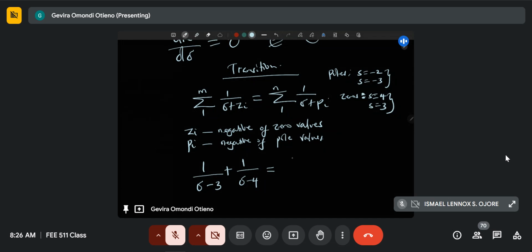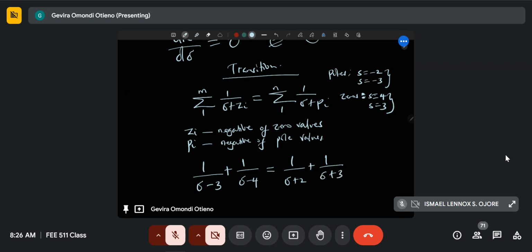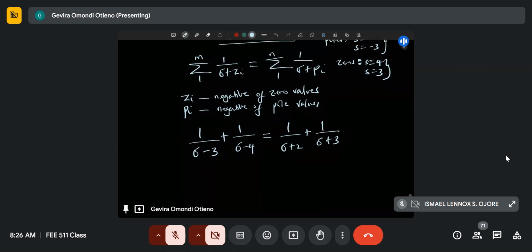Then you equate to the same thing, but now for poles. So for poles, we're going to have 1 over, the first one is at minus 2, so the negative of that is 2. So I'll be having sigma plus 2, plus the other one at minus 3, so I take the negative of that, which is plus 3. So like this. Then you solve, because now you can actually linearize this equation and solve it using the normal knowledge on quadratic equations and stuff like that. Then you find your values for the break-in and breakaway points.